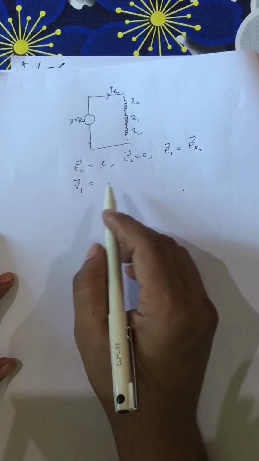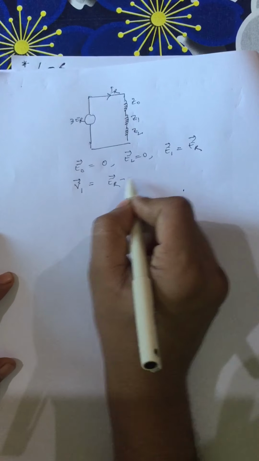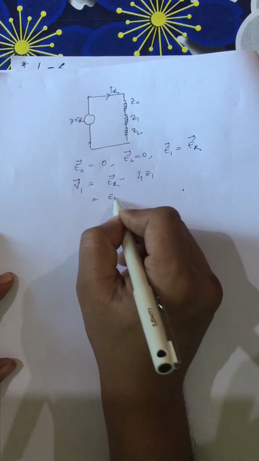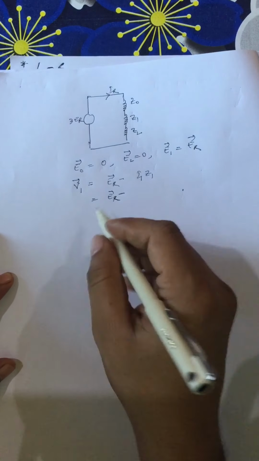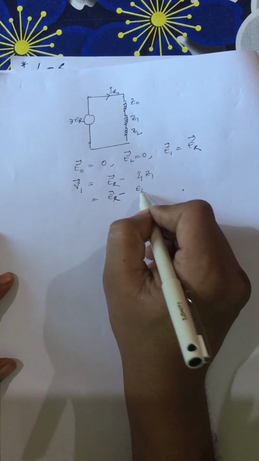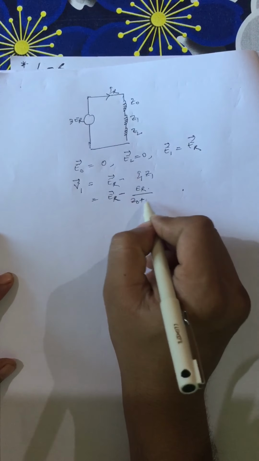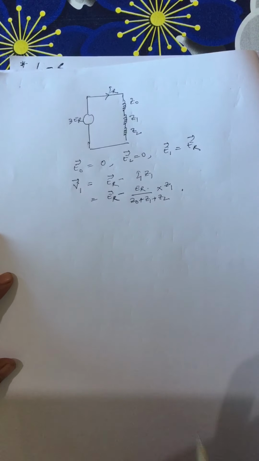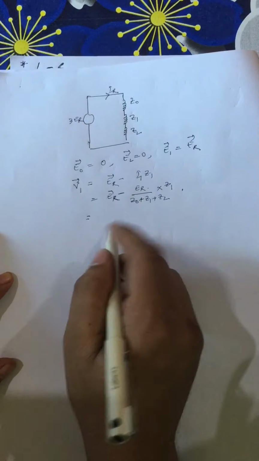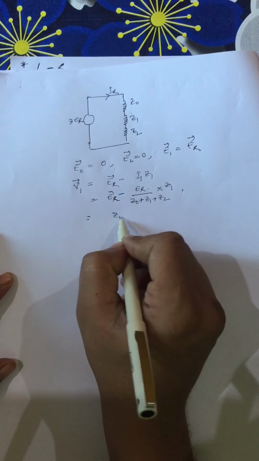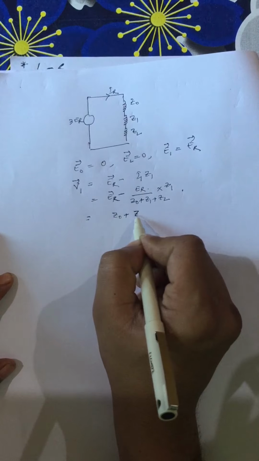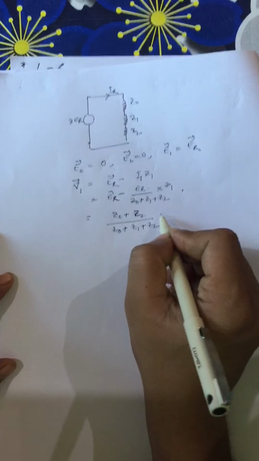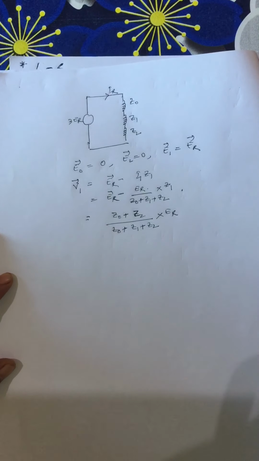So from this we can say that the positive sequence terminal voltage, meaning the terminal voltage at the fault, V1, should be equal to ER minus I1 Z1. We already found I1 before, that it is equal to ER divided by Z0 plus Z1 plus Z2, times Z1. If we simplify this, it will come as Z0 plus Z2 divided by Z0 plus Z1 plus Z2, into ER.